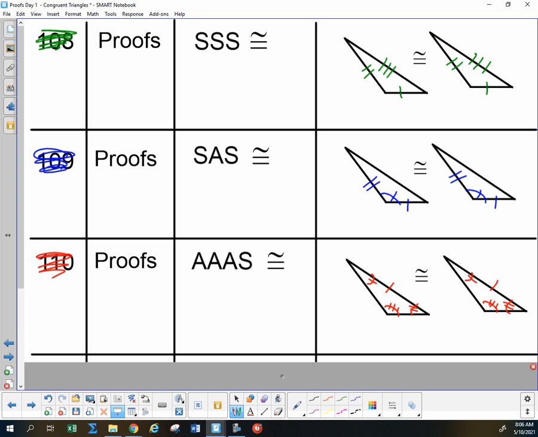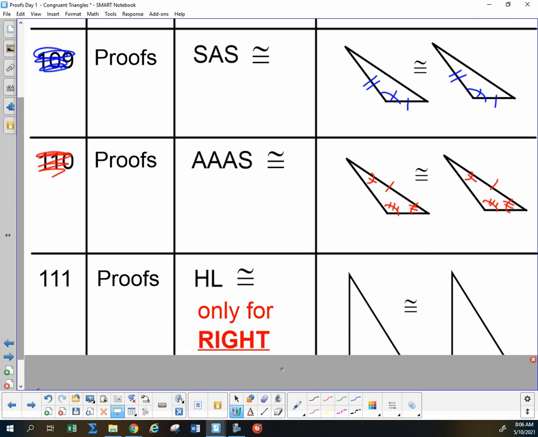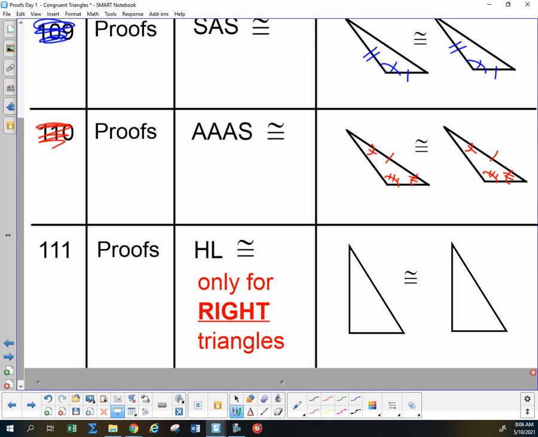Proofread for me. And then our fourth one, these are going to be our 4 ways of doing these. Our fourth one is going to be HL. And it only works for right triangles. So that means we know the hypotenuse, we know the leg, we know it's right. So we must have a right angle in that triangle. We must know that this hypotenuse is congruent to the other hypotenuse. And it doesn't matter which one of the other sides you pick. They're both called legs, but one of the other sets of sides matches up. Those are your 4 ways that you may prove that triangles are congruent.